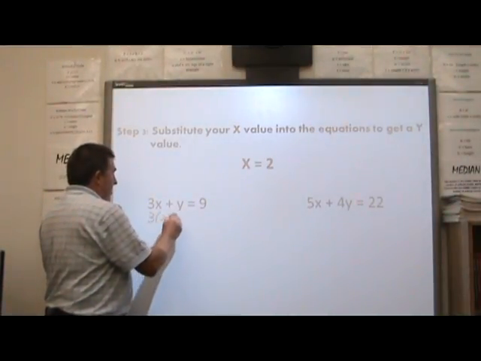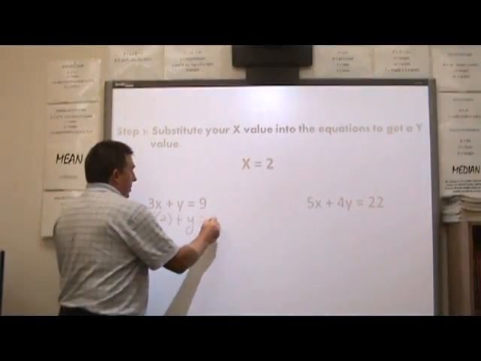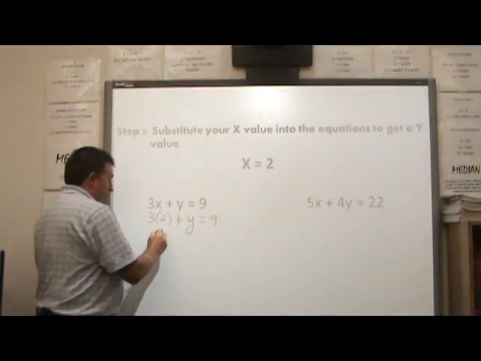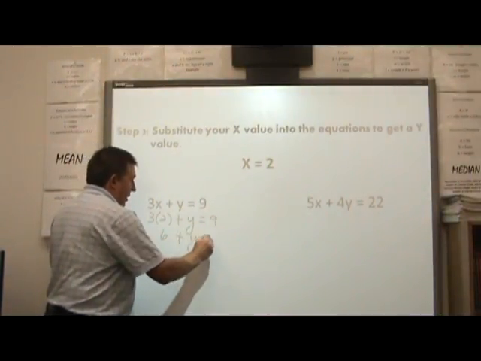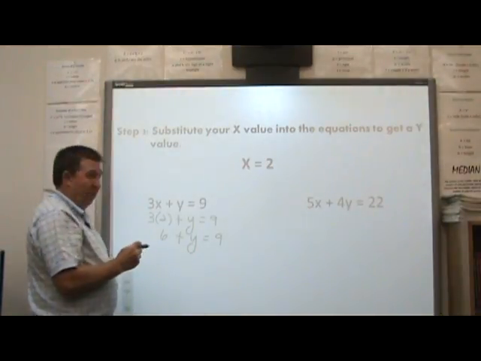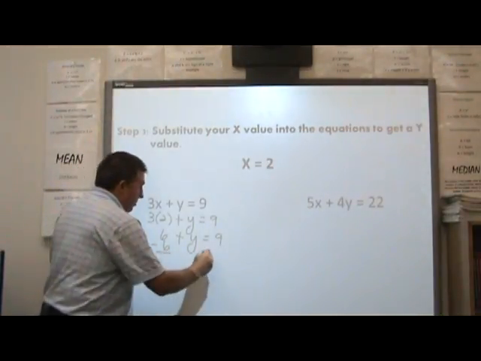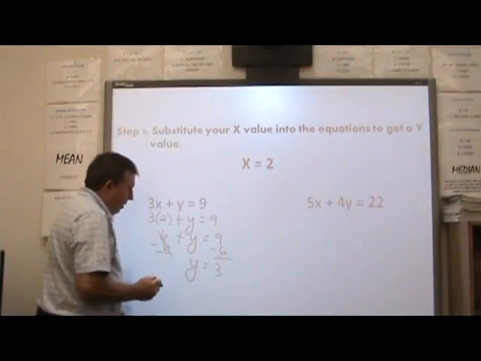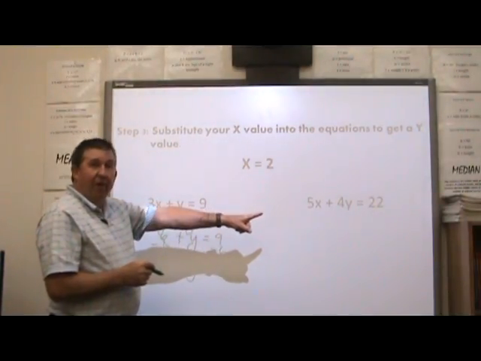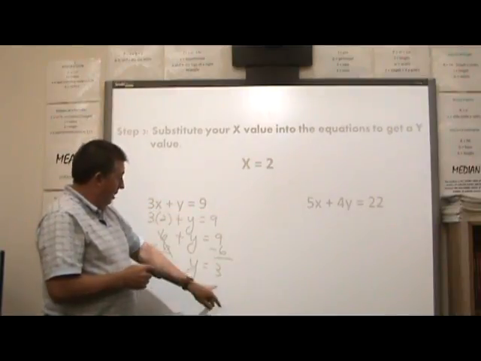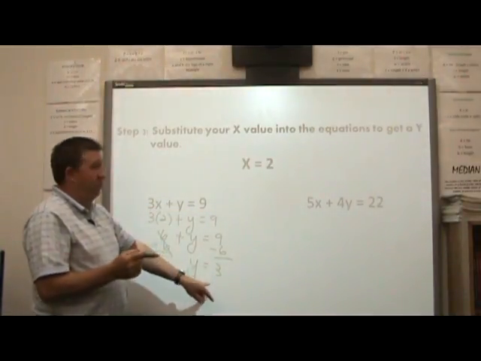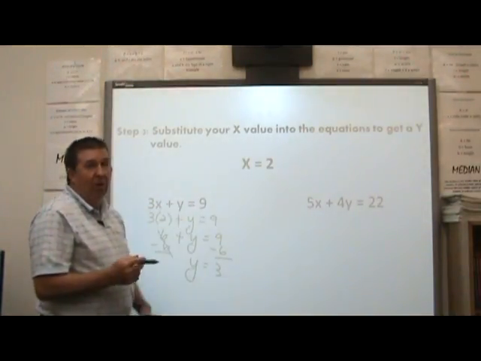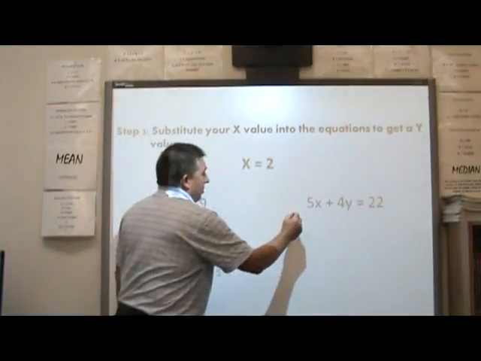3 times 2 plus y equals 9. 3 times 2 is 6. 6 plus y equals 9. To get the y by itself, you will subtract 6 on both sides. And y equals 3. If I put x equals 2 over here, if I substitute 2 in for x, I'm going to get y equals 3 again, just to show that either one will work, but you don't have to do both. One will be sufficient.